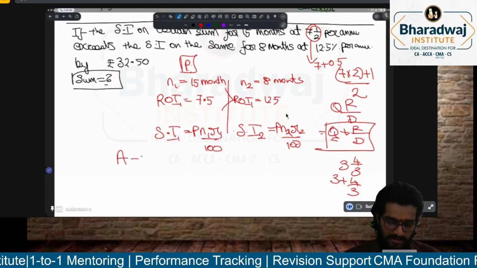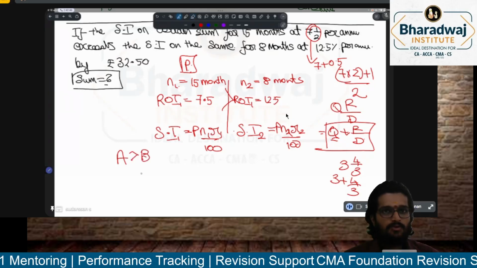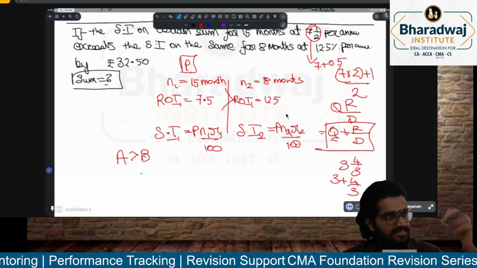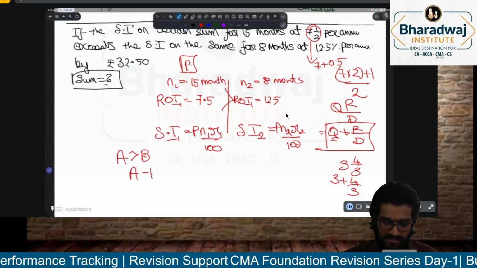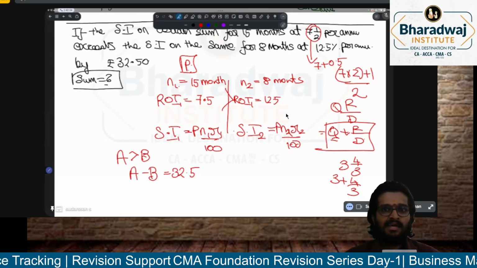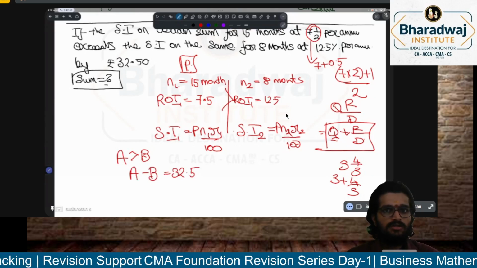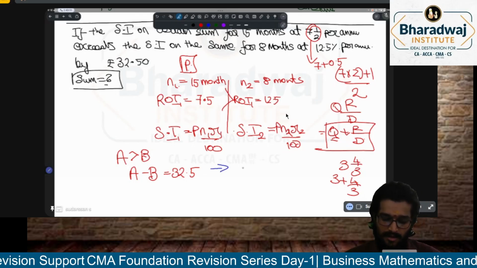Which means the bigger one minus the smaller one. A is the bigger one. It exceeds by a certain amount they have mentioned, right? How can you write it? A minus B is equal to 32.5. So how can you frame it once again?